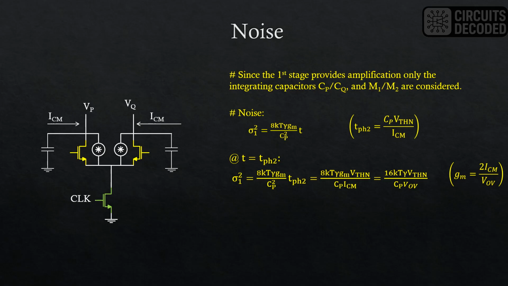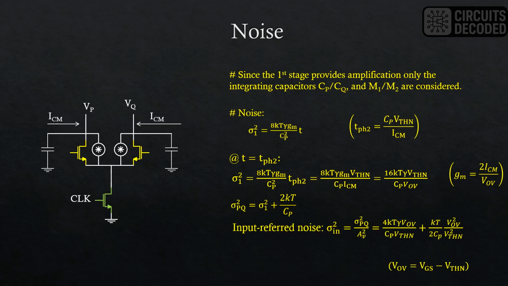Now adding the kT/C noise due to the sampling operation, the noise variance on Vp minus Vq is given by this expression. This expression, when divided by the gain of the amplification phase, gives the net input referred noise variance as shown here.